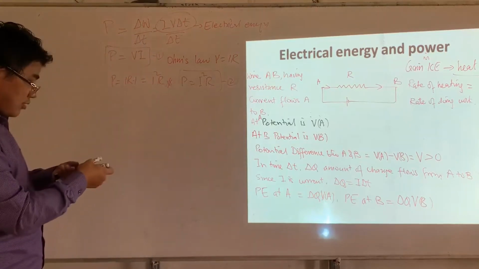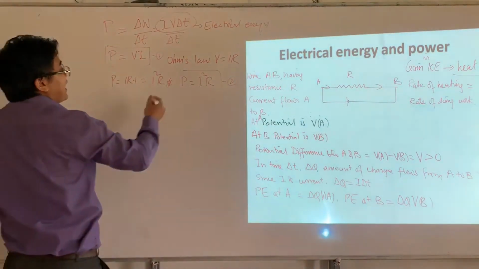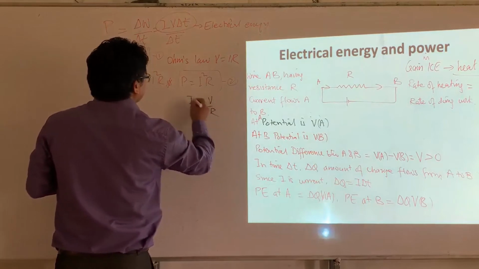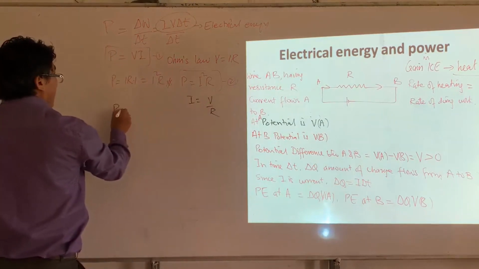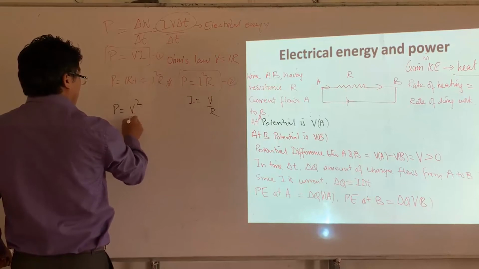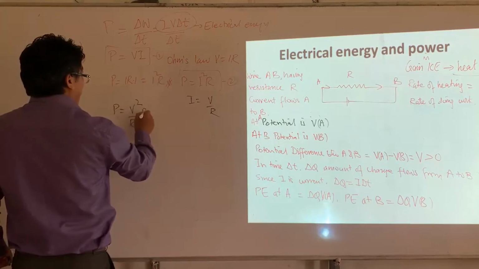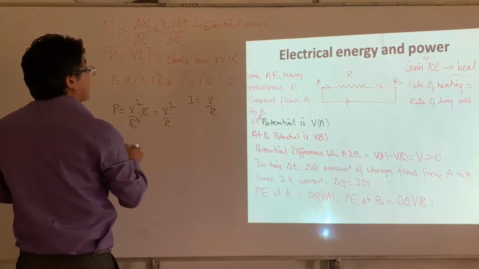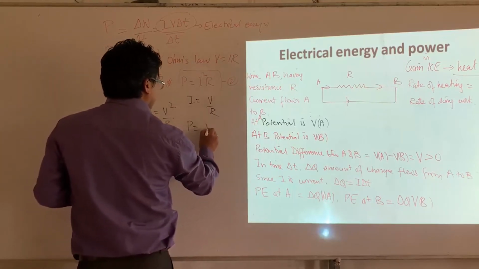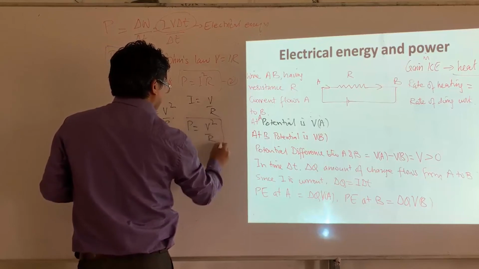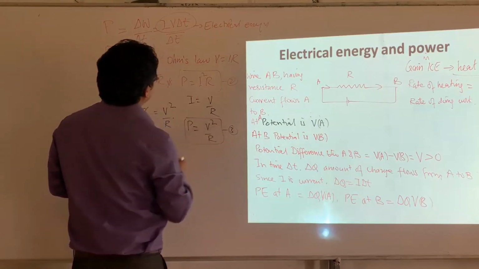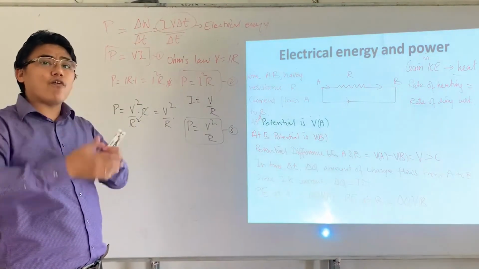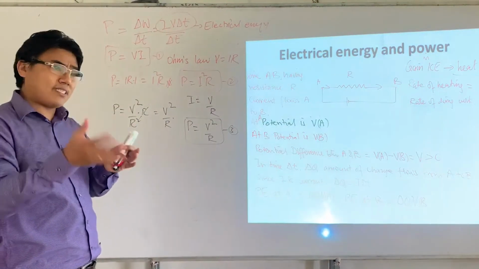Now the third equation. What is I? I is equal to V by R. Therefore power is going to be V square by R square times R. R and R cancel out. So the final power is V square by R. This is equation number 3. So these are the three different forms of power. All are one and the same, right?